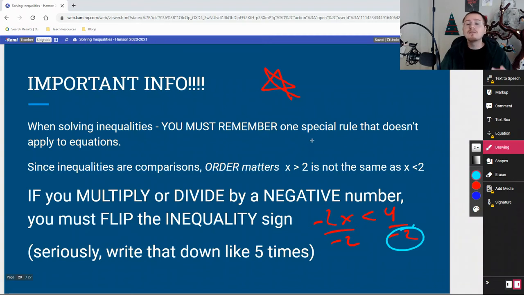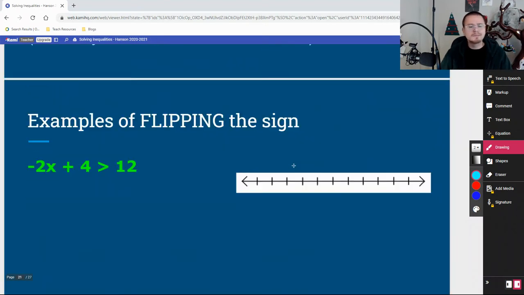I'm telling you, people forget this every year. Write it down, because it matters. Like x greater than 2 is different than x less than 2. x greater than -2 is different than x greater than +2. So we have to go through it. I can talk more about it later, but just write it down. You'll be good.